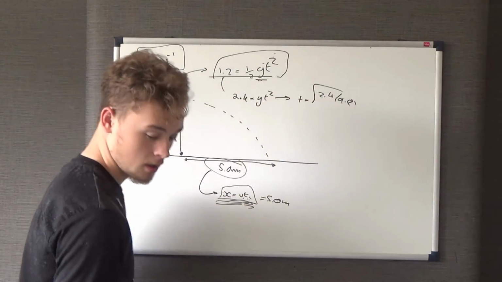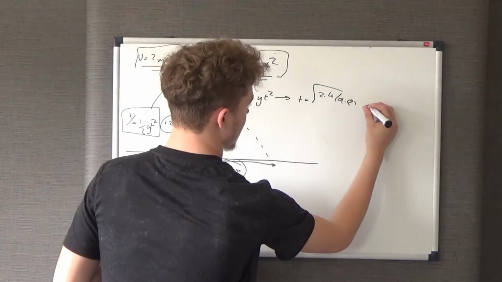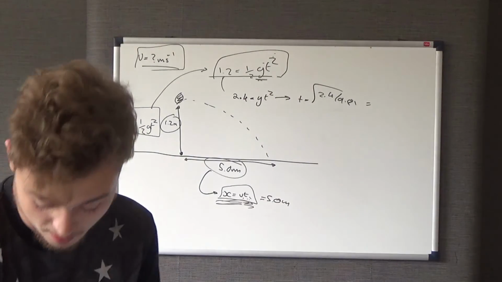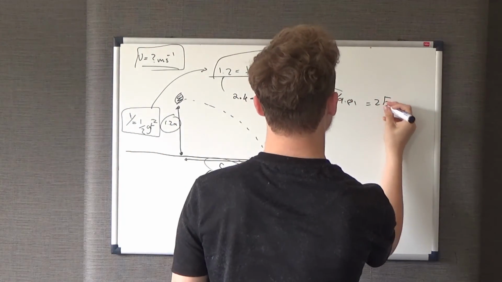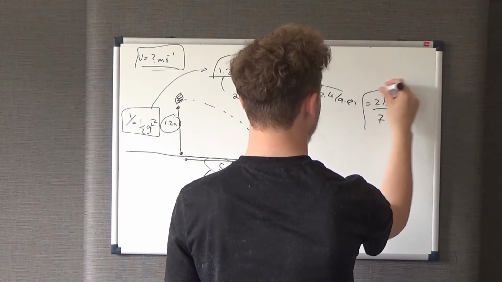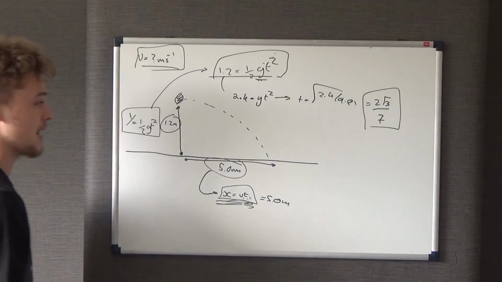I've left it as the exact value it gave me on my calculator, which was 2 root 3 over 7. Obviously you can work out in decimals what that is, but for accuracy I just like to leave that as the most accurate figure. So that's equal to the time.